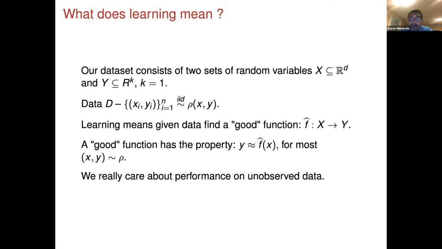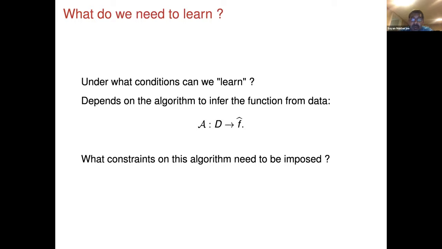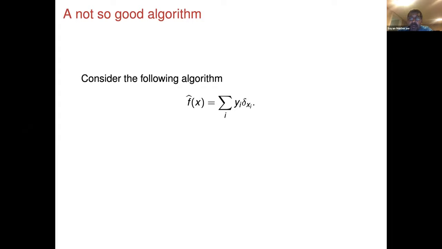So this is a classic question of under what conditions can we learn. And it depends on the algorithm we use to infer the function. And sometimes we need to put constraints on this algorithm. So if my algorithm is to just put a delta function on each of the xi's and yi's, this will do terribly, because anything not in the data set is going to be zero.